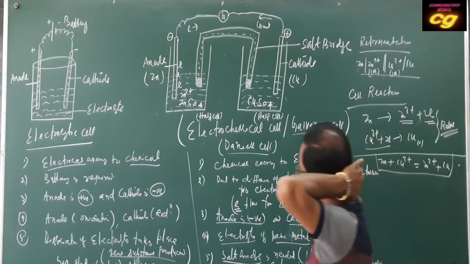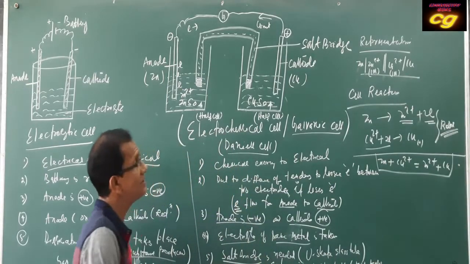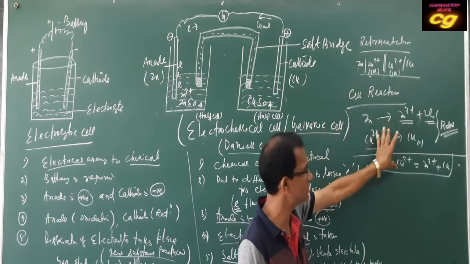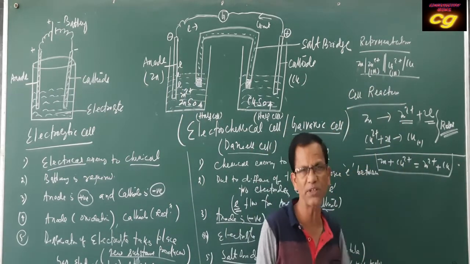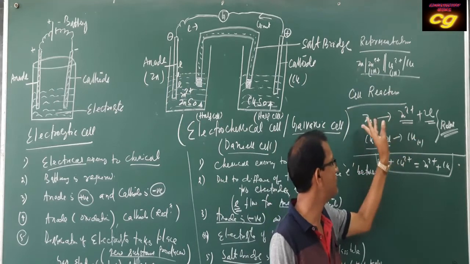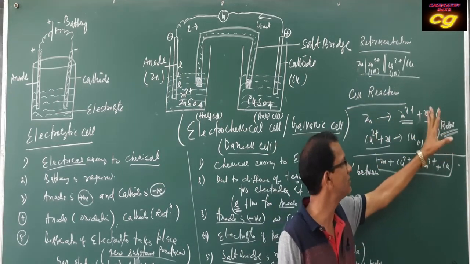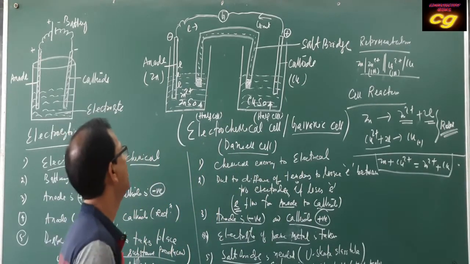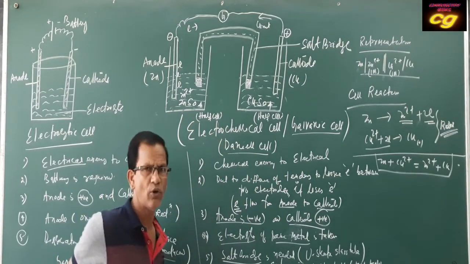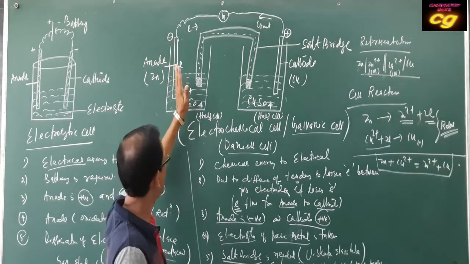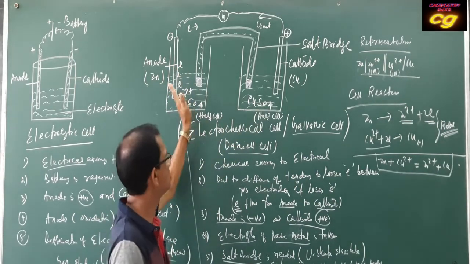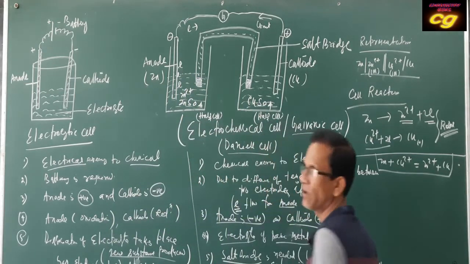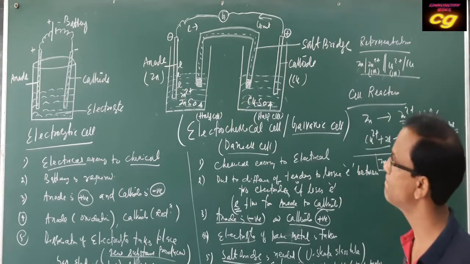So this is one important representation of the Daniell cell. This is the diagram representation, this is the symbolical representation, this is the cell reaction, the net reaction that takes place between zinc and copper, called a redox reaction. Then there is a very important thing: current flows from one half cell to the other half cell, zinc to copper, due to difference in electrode potential. That is called electrode potential.